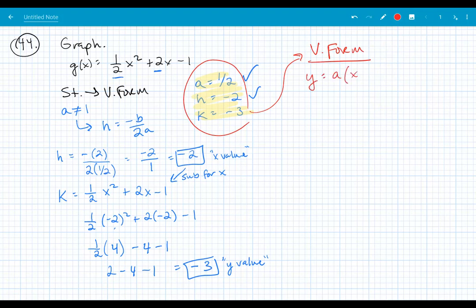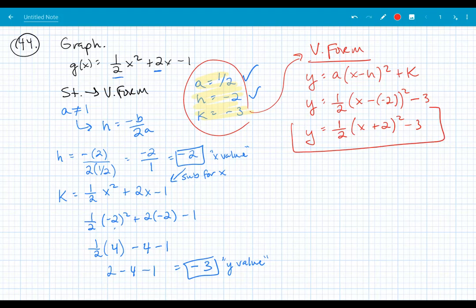y is a times x minus h squared plus k. And now we're just going to substitute. So y is equal to 1/2 times x minus h. Okay, so it's minus a -2 squared minus 3. So 2 negatives inside is really going to make that turn into a positive. This is our vertex form. Now, that's not what they're asking us to do, but we need this in order to graph.